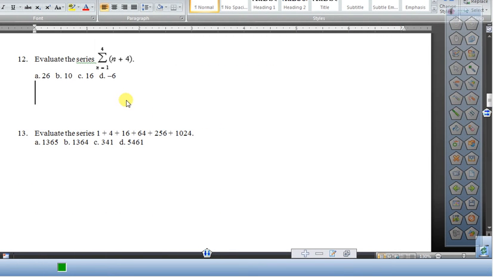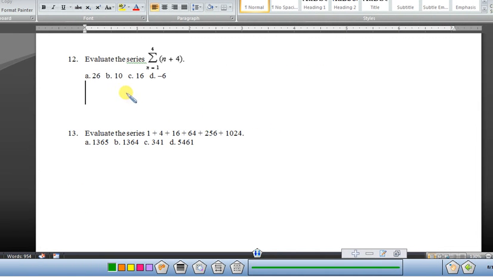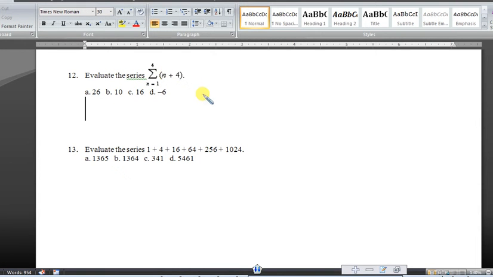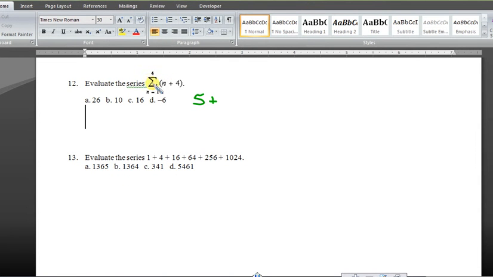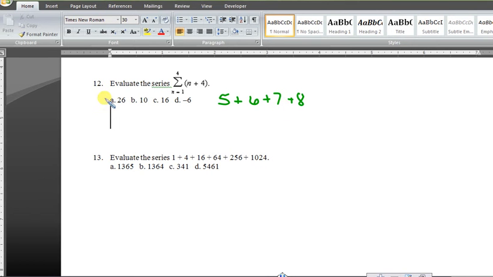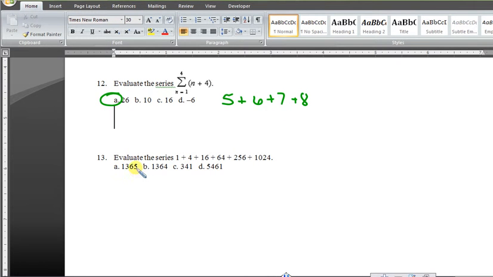Okay, moving on. Number 12. Evaluate the series. Okay, so we're going to start with a 1 and plug it in. We're going to get 5. And sigma notation means add these up, the sum of. When I plug in a 2, I'm going to get 6. When I plug in 3, I'm going to get 7. When I plug in 4, I'm going to get 8. You're simply going to add these numbers up, and when you do, you're going to get 26. Again, this one was kind of too easy. You can actually do this on your calculator. It's not my favorite question, but when you do that, you get letter A.